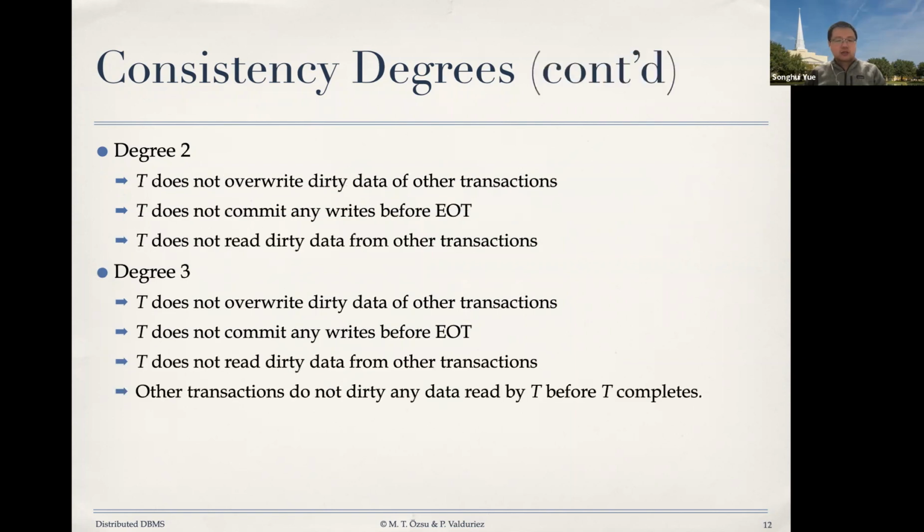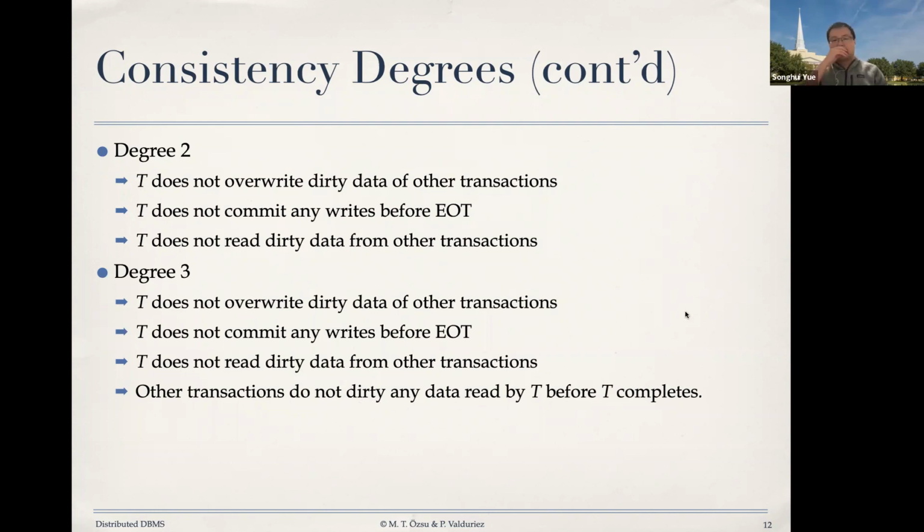All right, there are another two consistency degrees. As you can see, the last one, degree 3, covers more things: T does not overwrite any dirty data, and T does not commit any writes before the end of transaction. T does not read dirty data from other transactions, and other transactions do not dirty any data read by T before T completes.